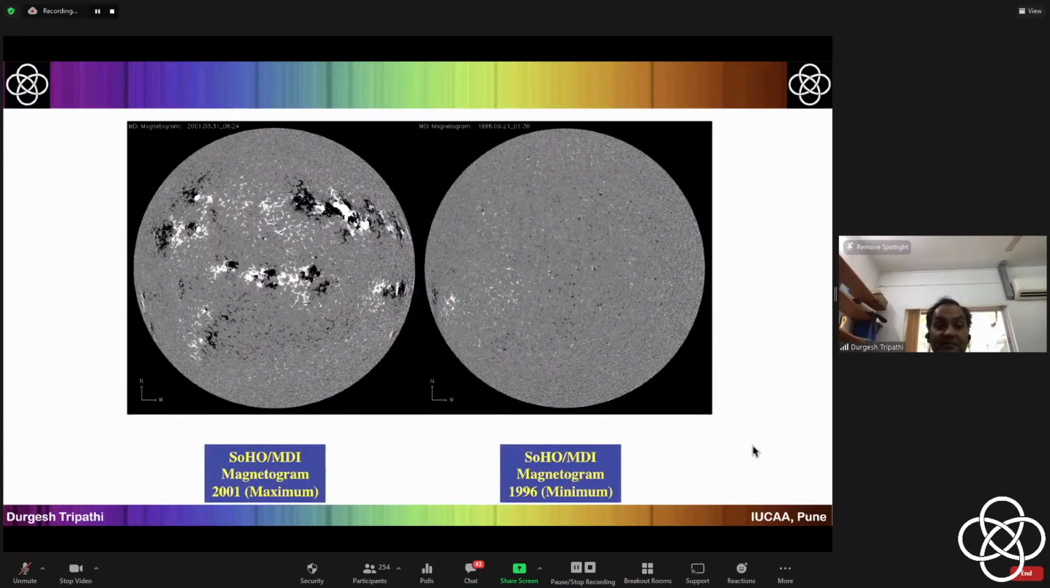When you measure the magnetic field during solar maximum, that means when you have the maximum number of sunspots, as you can see, the sun's surface is full of strong magnetic field regions. Whereas if you go towards the minimum, that's in 1996, it just looks salt and pepper, and there is no large scale magnetic field present.